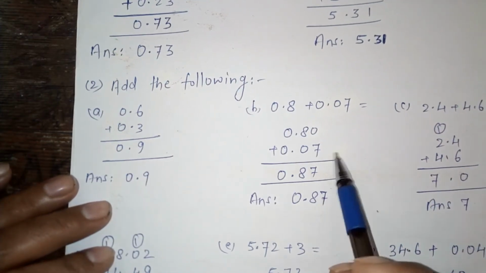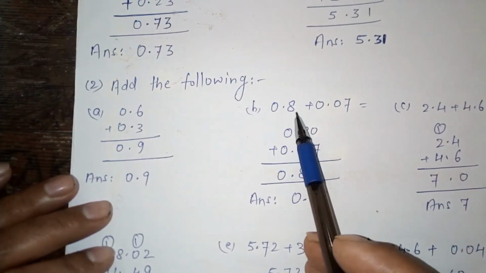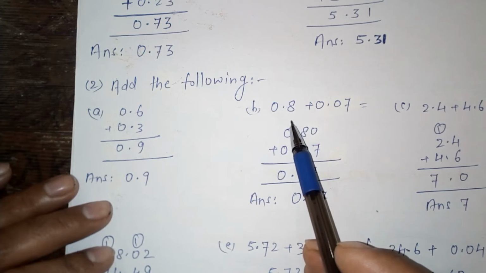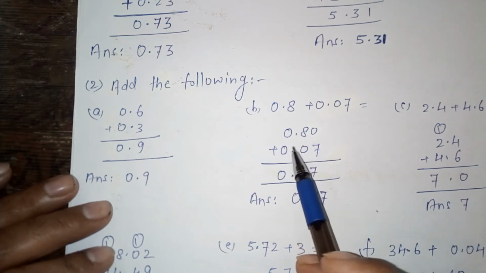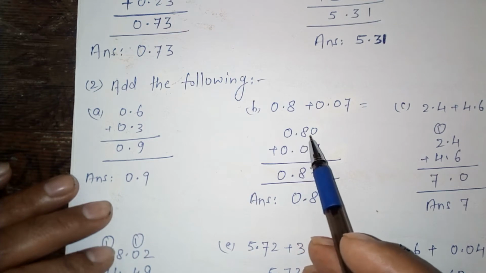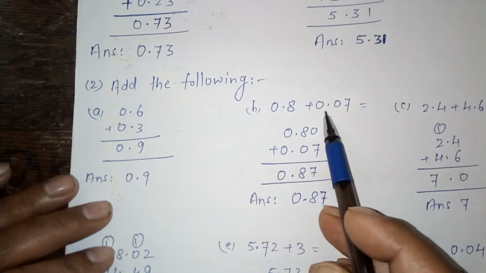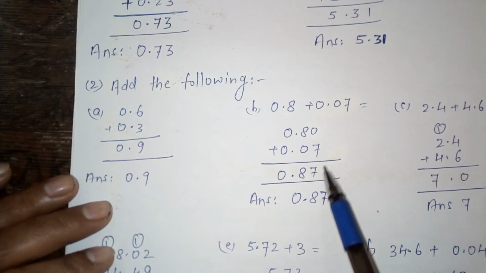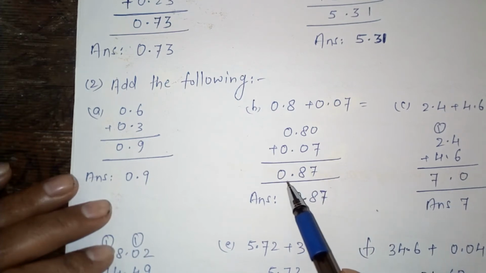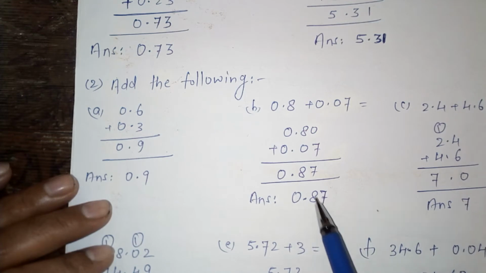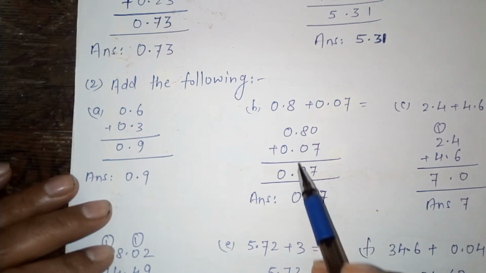Okay, your next question is 0.8. 0.8 we can write in the form of 0.80 plus 0.07. After adding we will get 0.87. 0.87 is the required answer of the given question.